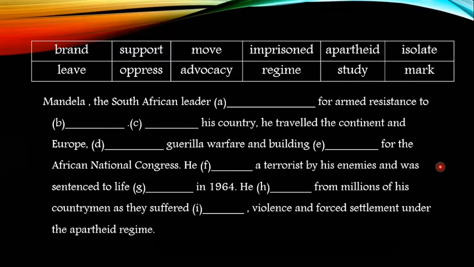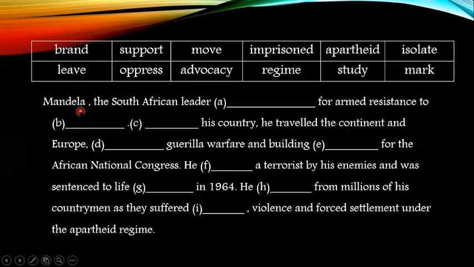Though I'm here to help you, let's read the text or context first and then go through the options that we have in the box. The options are brand, leave, support, oppress, move, advocacy, imprisoned, regime, apartheid, study, isolate, mark. Isolation, apartheid, that means the passage is about the famous Nelson Mandela.